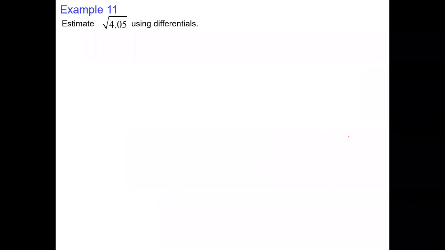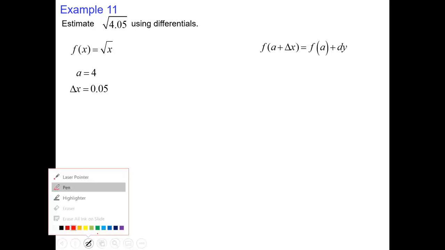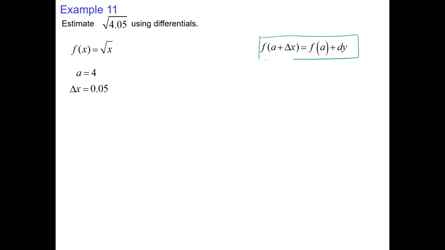I think we did this question, estimate the square root of 4.05, but we did it through the linearization, which is almost the same. Now we will use the differentials. The function is square root of x, and the nice point that goes well with the square root function and is close to 4.05 is 4. We're going away 0.05 units. That's our delta x. That's how we will approximate.